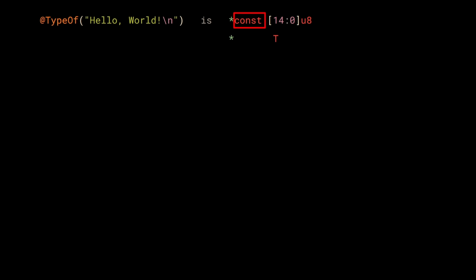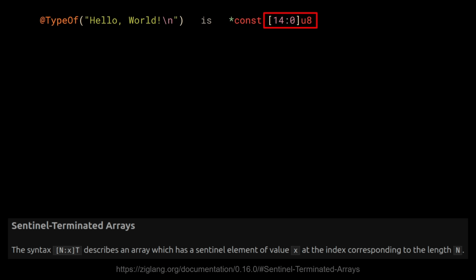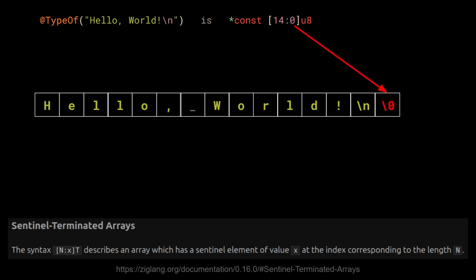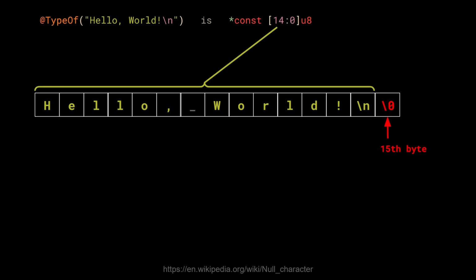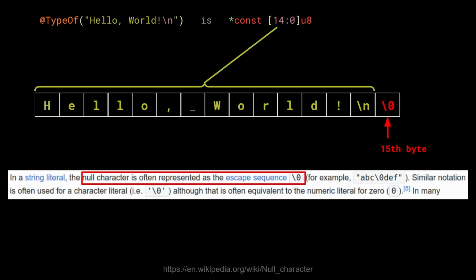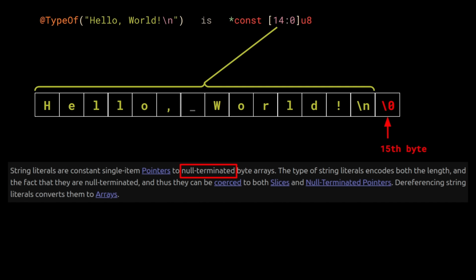This type T starts with a const, so it's immutable. Then this syntax means that it is a zero terminated array of 14 u8. 14 because the string is made of 14 ASCII characters. The \n is a single character, but the 0 is added at the end as a 15th byte. 0 in ASCII corresponds to the null character. That's why we talk about null terminated strings.